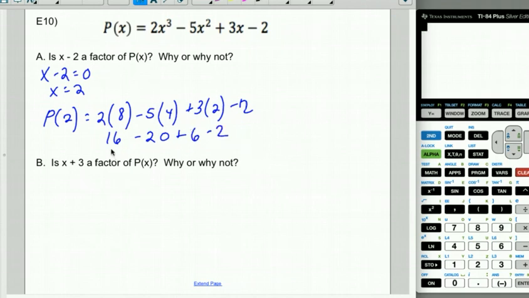However you work this out, whether you put the positives together and get a positive 22 and a negative 22, or if you work left to right, you get negative 4 plus 6, which would be 2 minus 2. Either way, you get 0. So yes, because p of 2 is 0, x minus 2 is a factor.